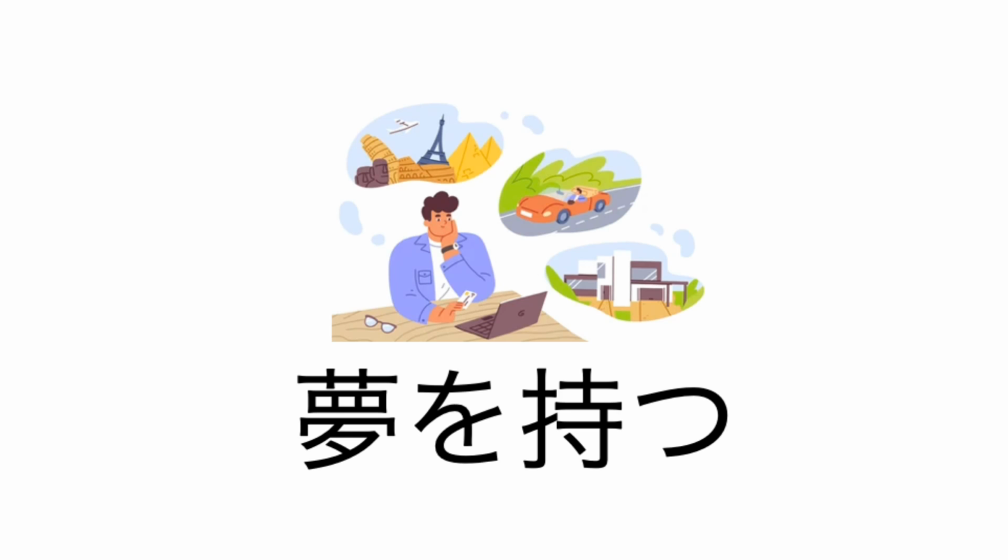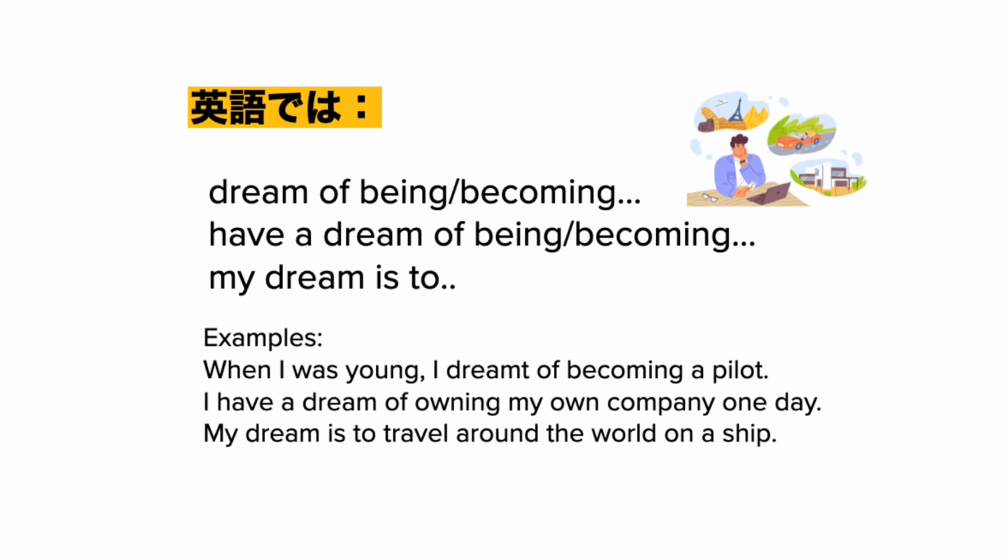In Japanese, yume o motsu, 英語 では. A couple of ways of saying it. You can say dream of being or dream of becoming, or have a dream of being or have a dream of becoming, or my dream is to, plus genkei.